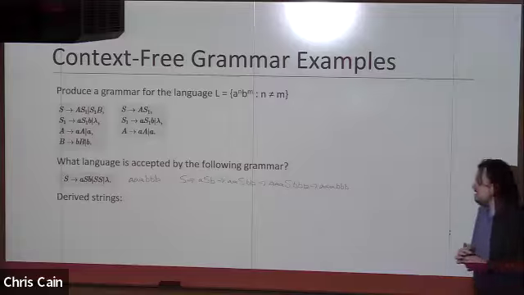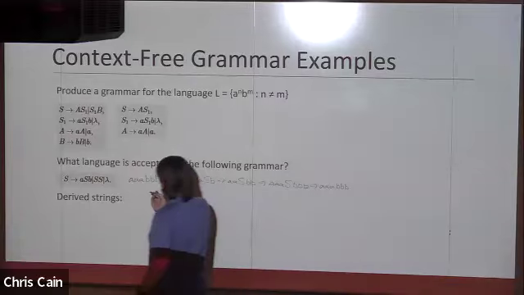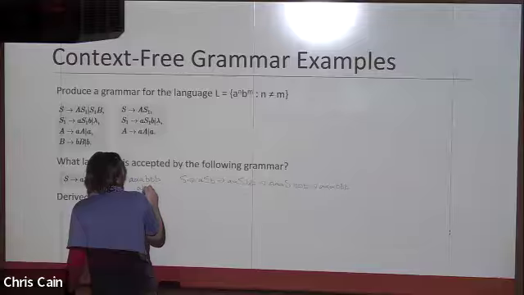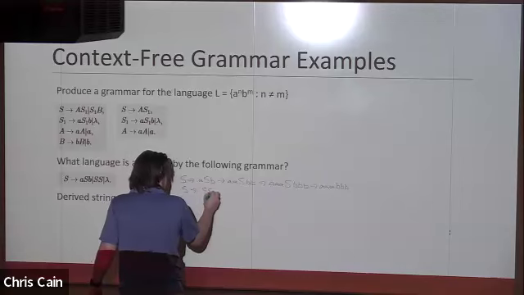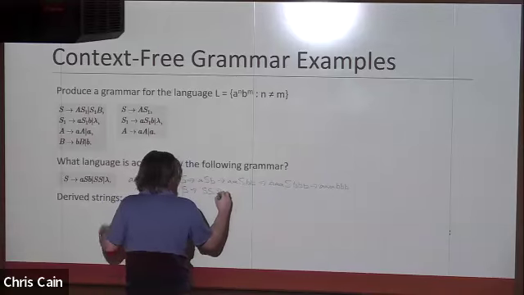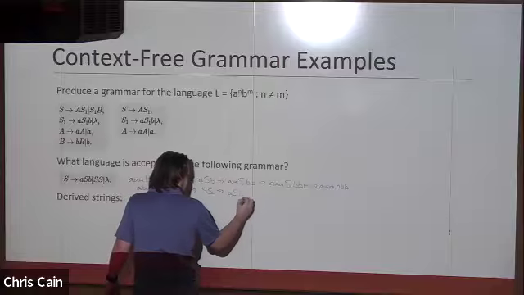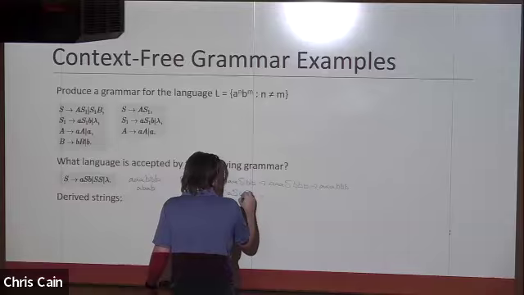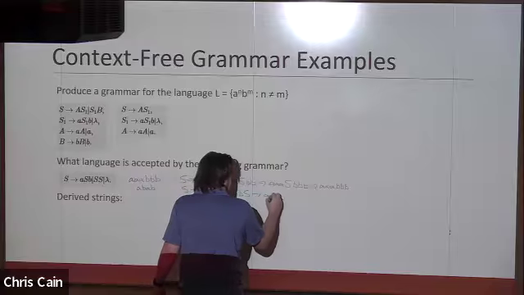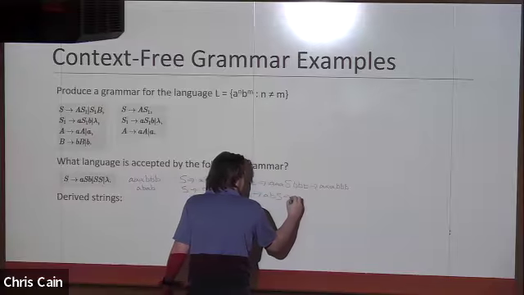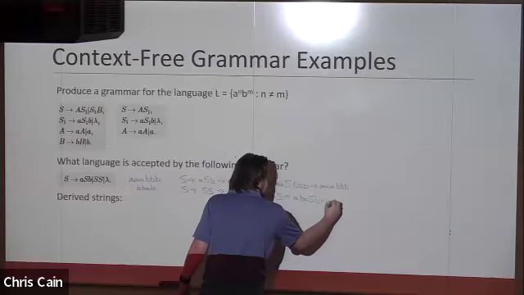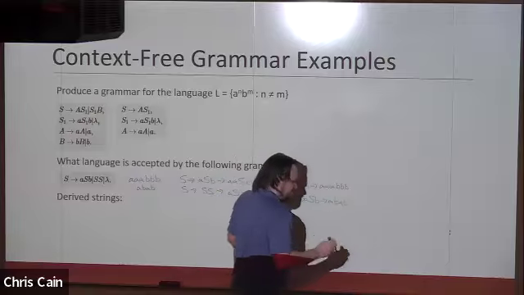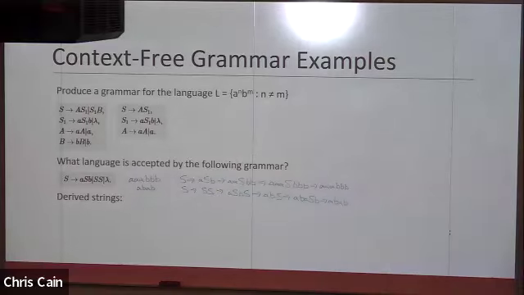ABAB can be derived. Interesting. This isn't really something we've seen before. So if we do S arrow SS, we take the first S and turn that into an ASB. Then it goes to lambda. We take the second S, and that becomes an ASB. And then it becomes lambda. That could produce AB, AB.